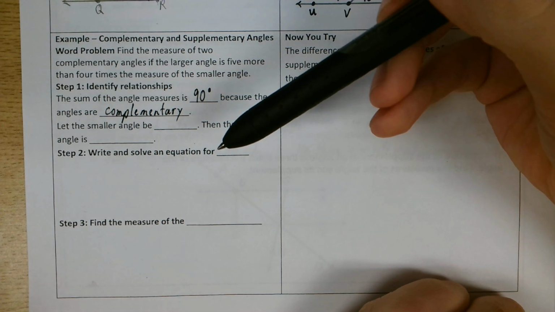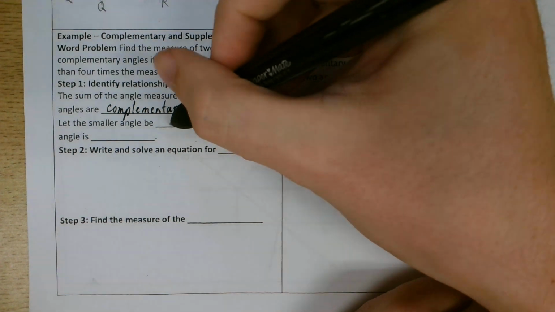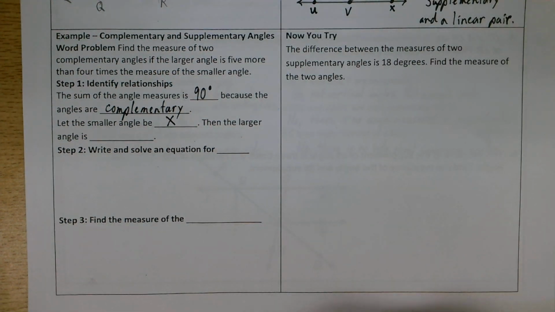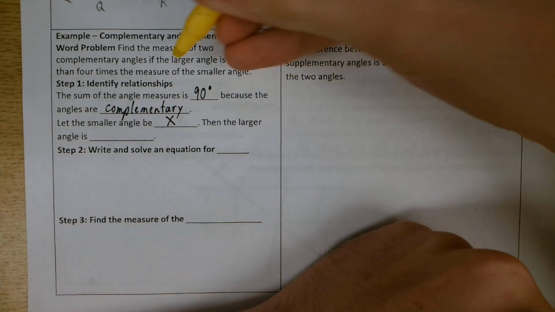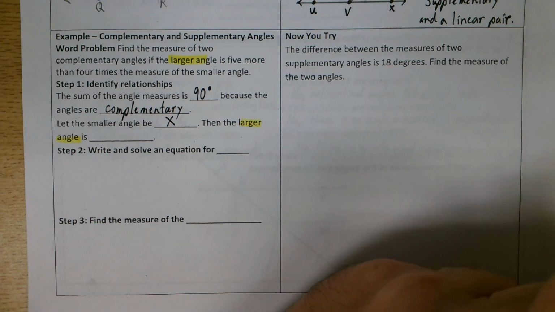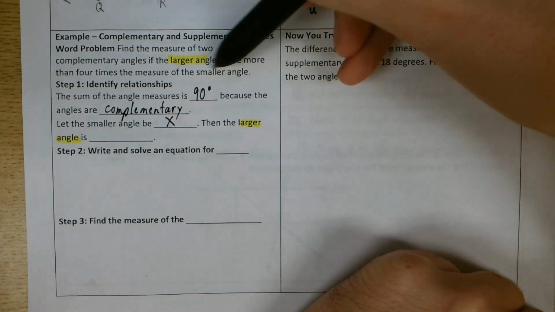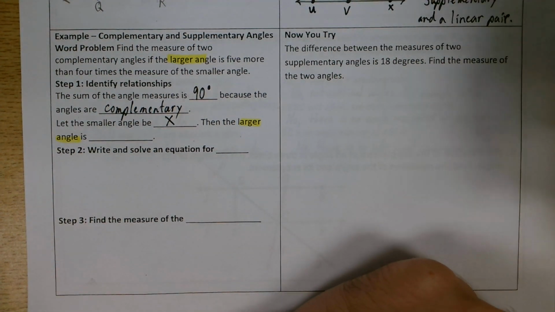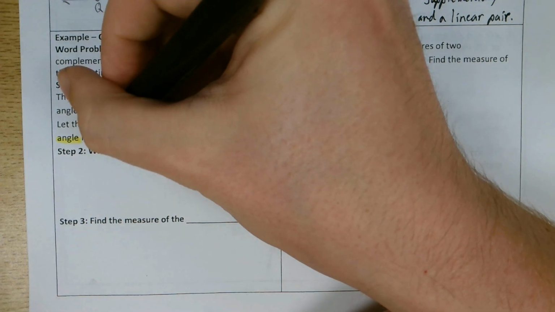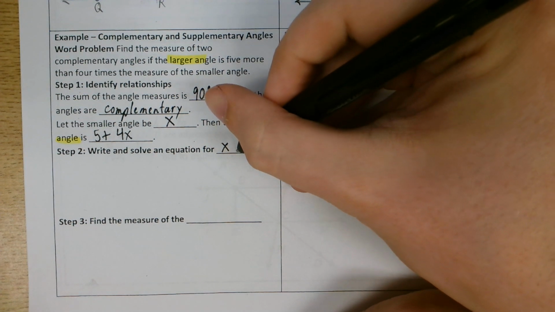We're going to make a choice about what we call the smaller angle. We'll say the smaller angle here will be x. Then our larger angle is 5 more than 4 times the smaller angle. 5 more than 4 times x. So 5 plus 4x. We're then going to write and solve an equation to find x, the smaller angle.